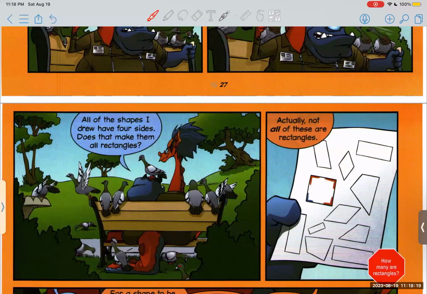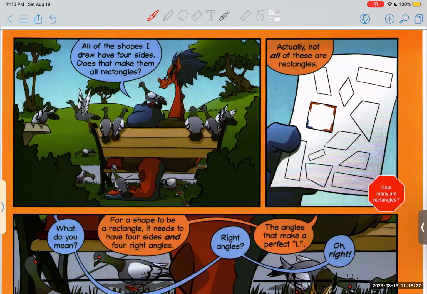Okay, let's keep going. All of the shapes I drew have four sides. Does that make them all rectangles? Does anyone know? Yes or no? No, that's right. Not all shapes with four sides are rectangles.